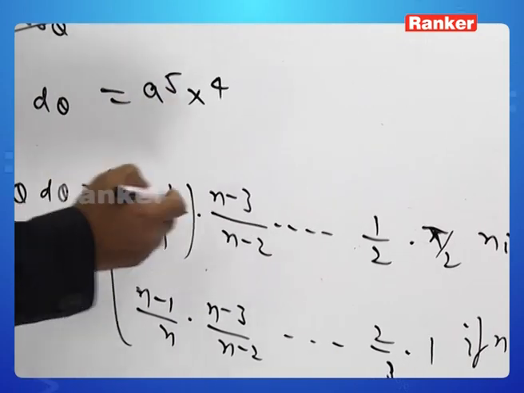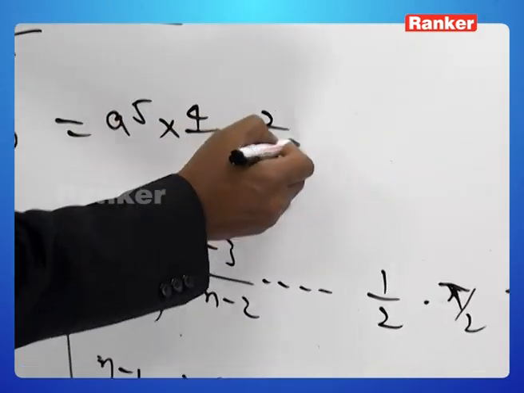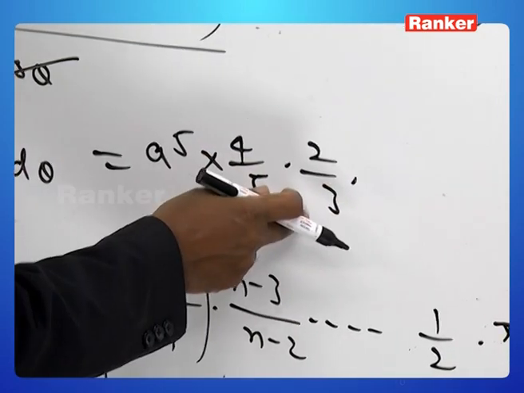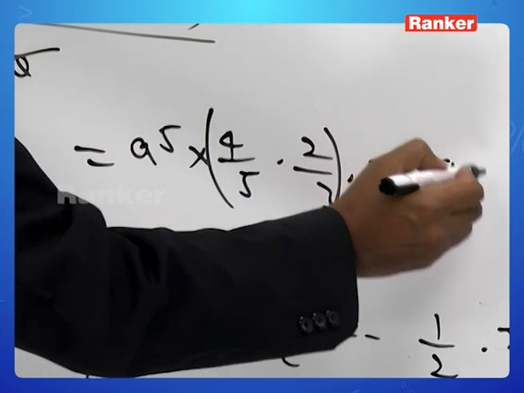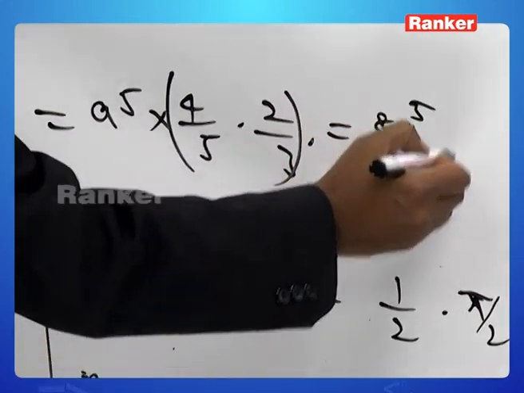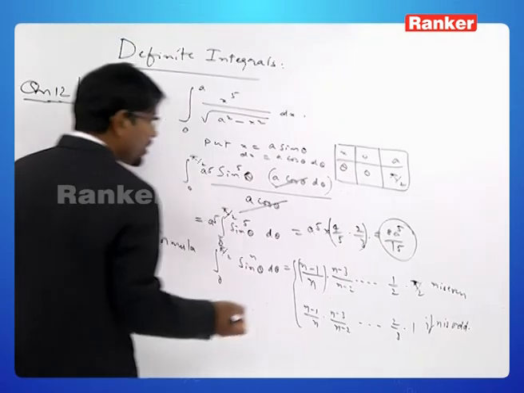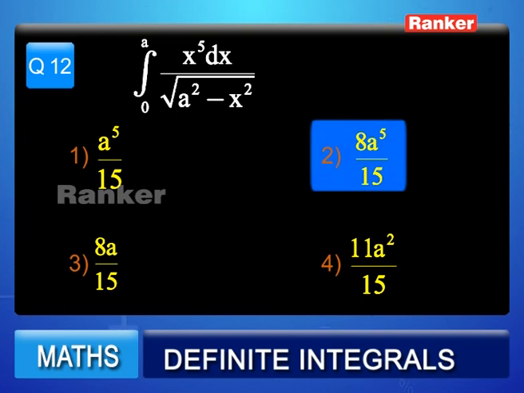So 4 by 5 into, now decrement this, so 2 by 3. So it stops at 2 by 3. And what do we have here? So it comes out to be 8 a power 5 by 15. So this is the answer, and that's clearly seen. Answer is option 2.